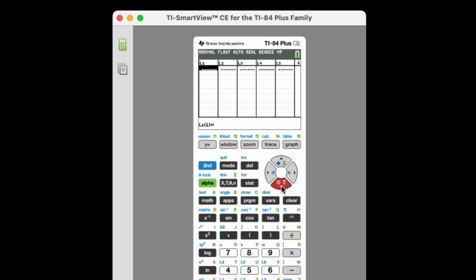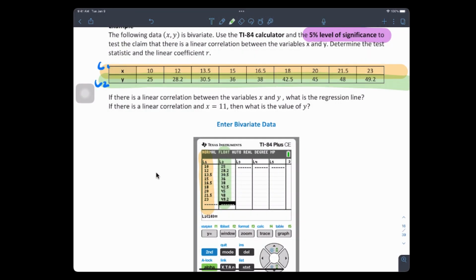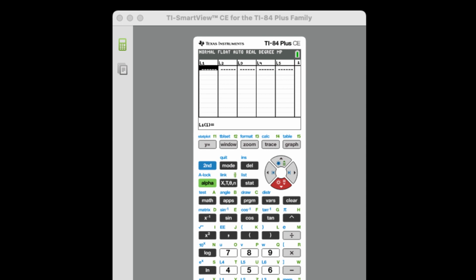You guys okay with this? Now, enter the data values you have there. All the X values in L1, all the Y values in L2. Enter them. Like I said, you just got to practice using that TI. So 10, enter. 12, enter.